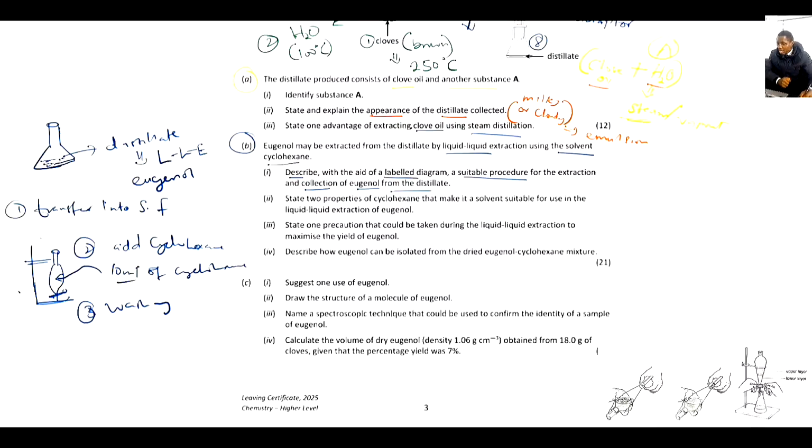So you are going to get two separable layers, and you allow this to rest after venting. Venting is the process by which you shake the separating funnel to and fro, and then you release the pressure. You turn it down, release the pressure from the bottom, and then close it back. After that, you clamp it back, which is very, very important.